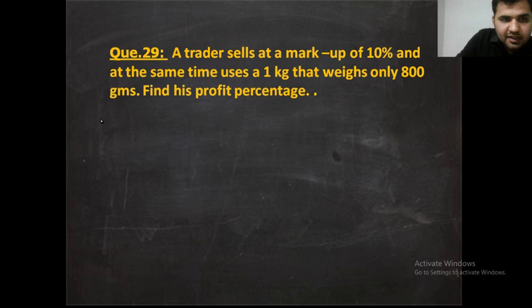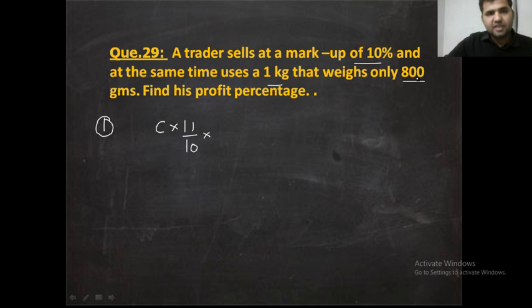Let's use both of the methods. This is the first method that I am discussing, that he is selling the product at a markup of 10%. So a markup of 10% is a profit making event. So the multiplying factor that you will get because of 10% markup would be 11 by 10, right? Now at the same time, he uses a 1 kg weight that weighs only 800 grams. Now, is it a profit making event or loss making event?